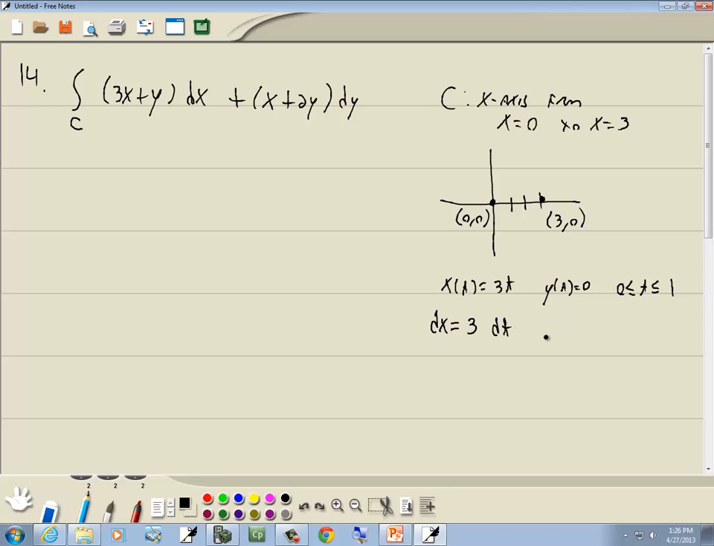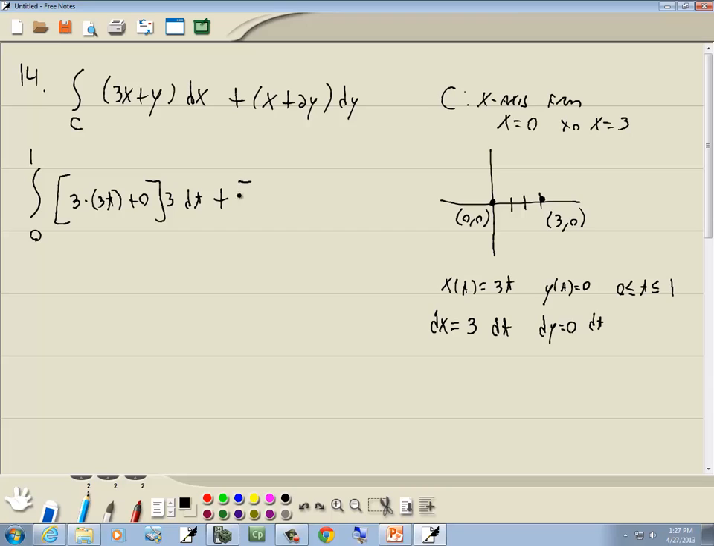Okay. Then dy, the derivative of that is 0 dt, so that drops away. Okay, so we can do some substitution now. This is going from 0 to 1. And we know what x is, so we can plug that in. X we said was 3t. So we're going to have 3 times 3t. Y was 0, so that's plus 0. dx, that's 3 dt.